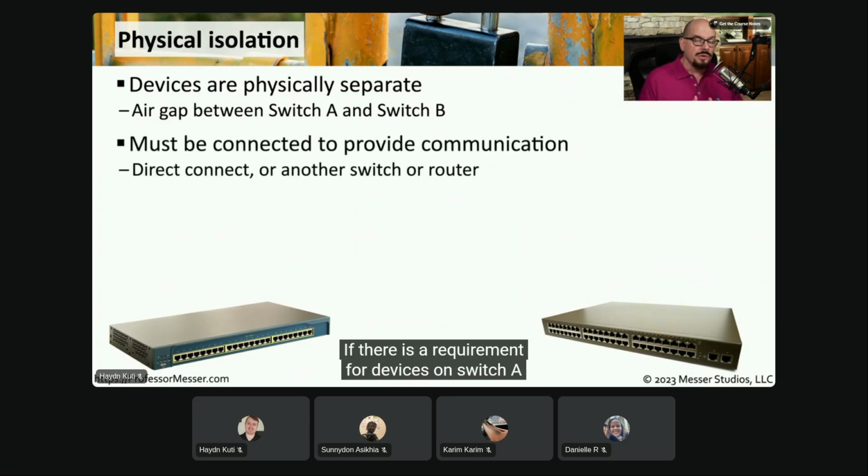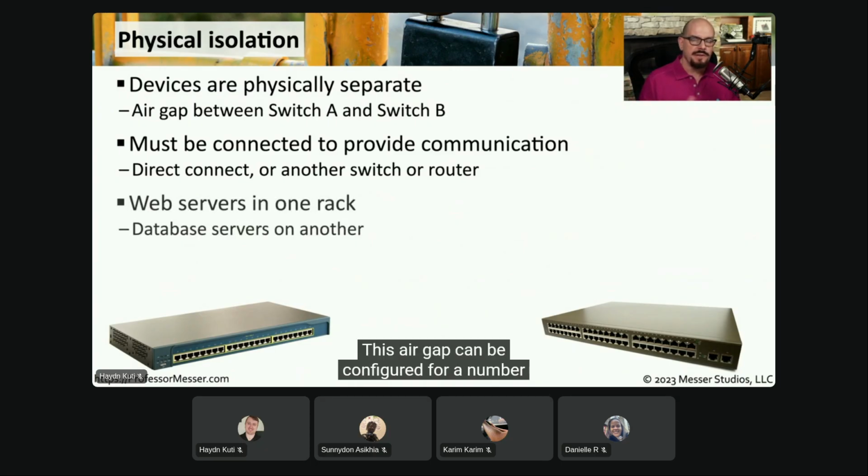If there is a requirement for devices on switch A to talk to devices on switch B, then there would obviously need to be some type of connectivity. This might be a direct connection, or you might be passing the data through another switch or a router. This air gap can be configured for a number of different scenarios. For example, you might have all web servers in one rack and all database servers in another rack. And if you have an air gap in place, this physical isolation prevents either of those from communicating with the other.